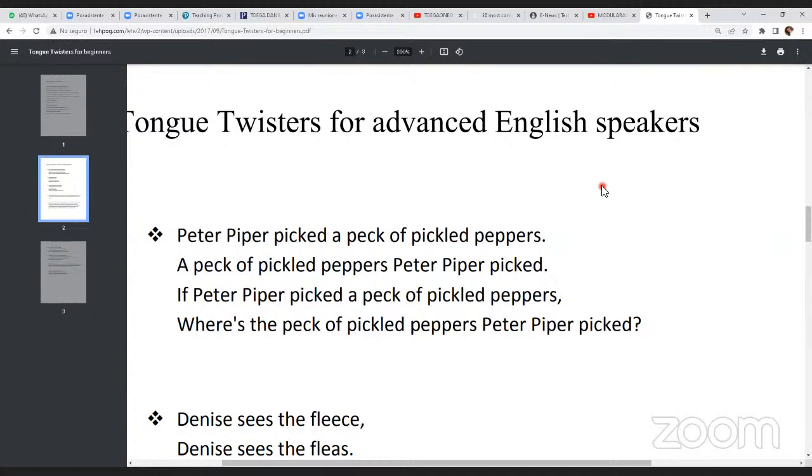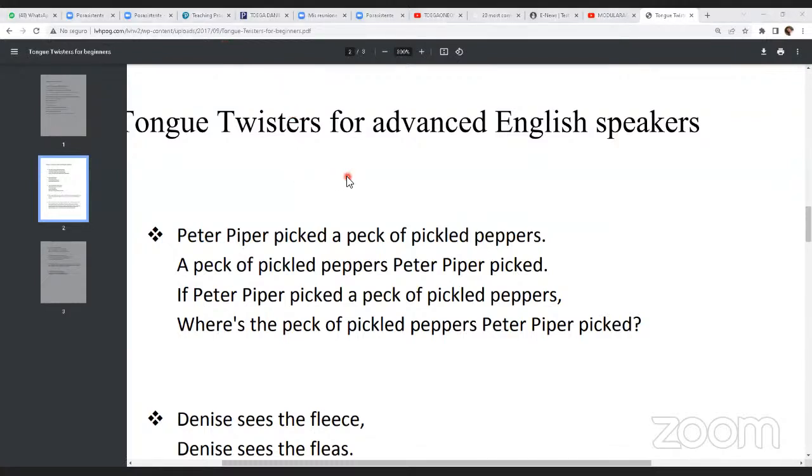Okay. Peter Piper picked a peck of pickled peppers. A peck of pickled peppers Peter Piper picked. If Peter Piper picked a peck of pickled peppers, where's the peck of pickled peppers Peter? Sorry. All right, don't worry. We're going to try one more time, right? Peter Piper picked a peck of pickled peppers. A peck of pickled peppers Peter Piper picked. If Peter Piper picked a pig of pickled peppers, where's the pig of pickled peppers the Peter Piper picked? Oh my goodness. All right. So, do it, please. Good luck.